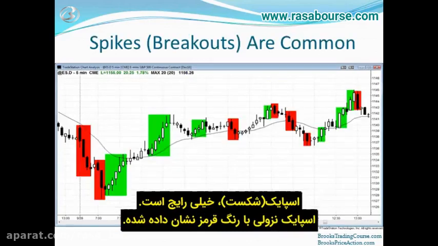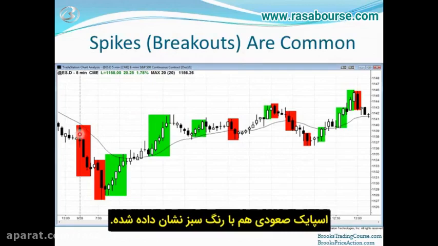Spikes, which are breakouts, are common. We have bear spikes in red and bull spikes in green.